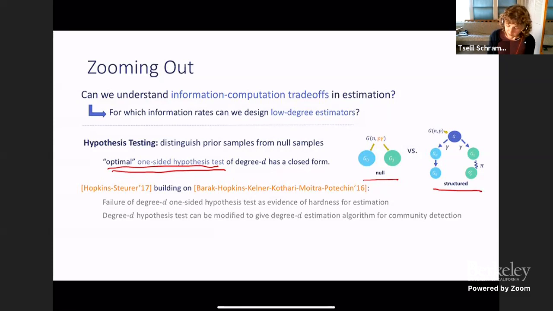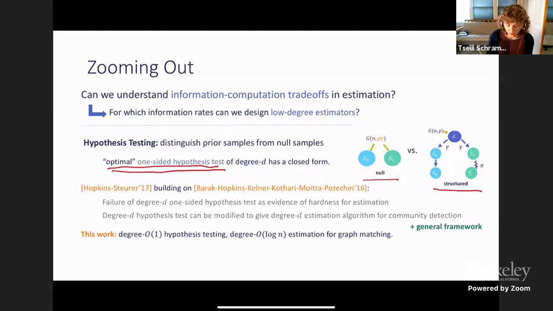And it's been successful not only in community detection, but in several other problems as well. So it's a more general framework. And this work gives a constant degree hypothesis test algorithm and a logarithmic degree estimation algorithm for graph matching. Within this framework, it's not so difficult to convince yourself that when you're counting small subgraphs in G(n,p), this is basically a bounded degree algorithm. The degree is the size of the subgraph.